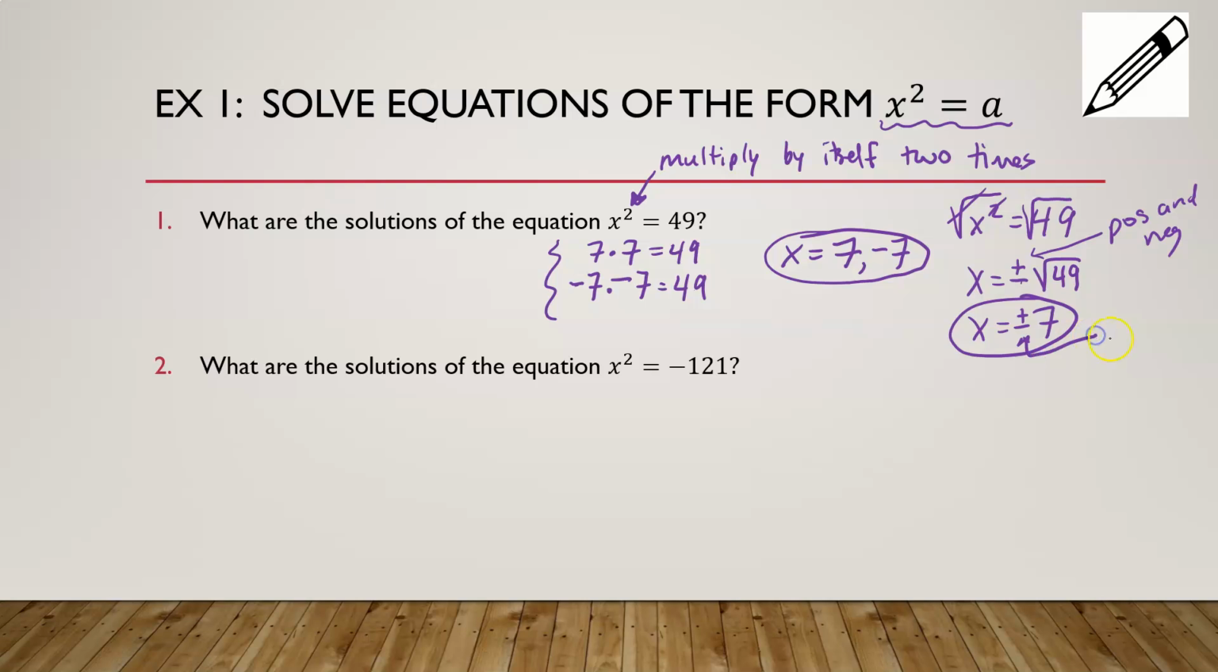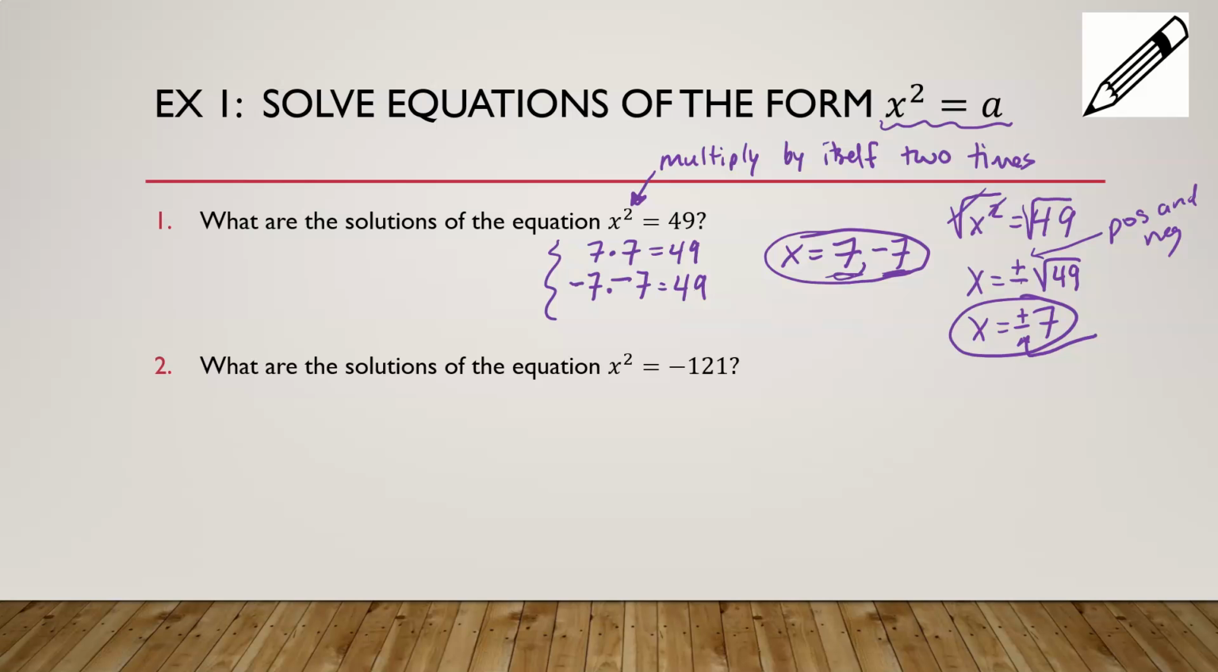Pearson does have this symbol in the toolbar, so you could write it as the plus or minus symbol 7. When you click on the box to enter your answer, this symbol pops up. Or you could type it as 7 comma negative 7. Either one will work. Okay, so when it's just x squared equals a number, you can just take the square root of both sides. Now let's look at number 2.